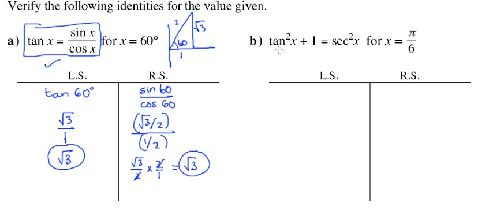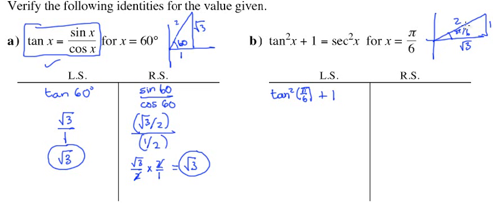Here we have a more complicated one, tan squared x plus 1 equals secant squared x, and they're talking about pi by 6. So let's get our triangle built again. A reference angle of pi by 6, there we go, means root 3, 2 on the hypotenuse, 1 on the opposite. So on the left side, we have tan squared of pi by 6 plus 1.